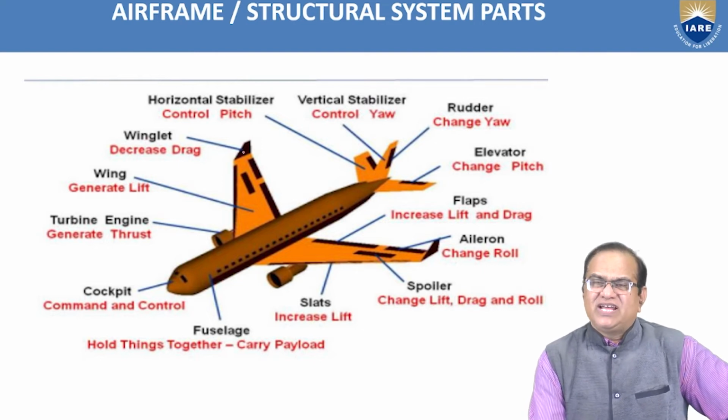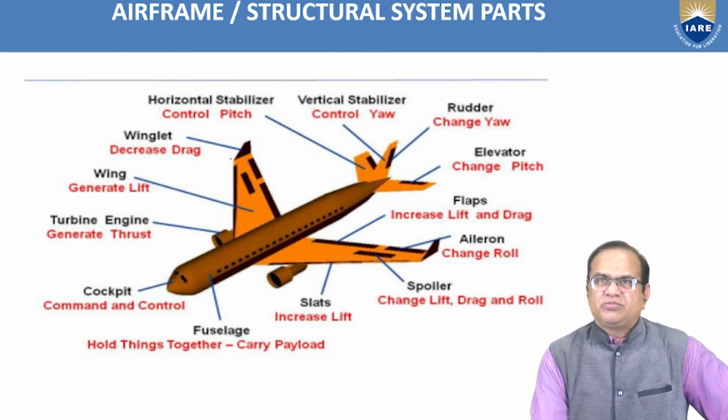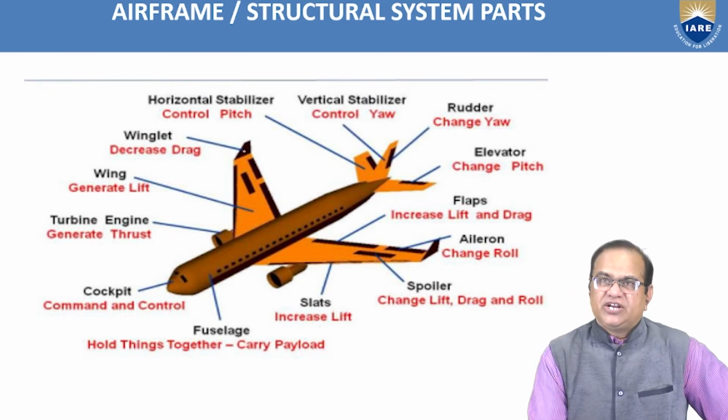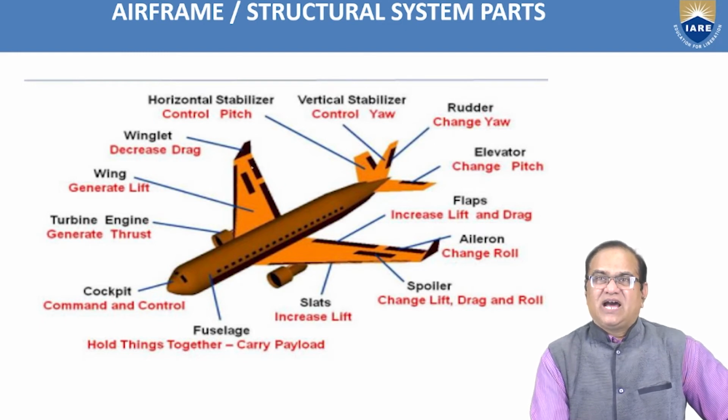The winglets are nowadays used from the last 20 to 30 years. Most of the passenger aircraft are equipped with the winglets. These winglets are decreasing the drag, especially the induced drag. The induced drag is happening due to the pressure difference between the lower surface and the upper surface.